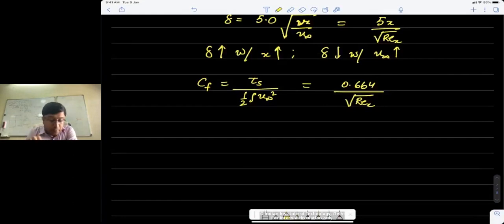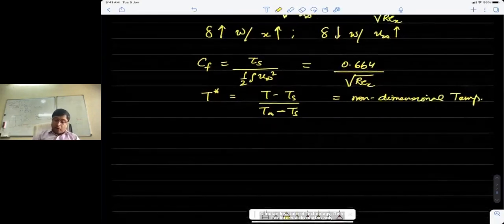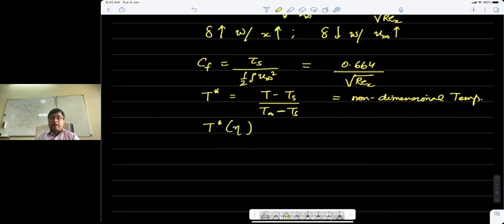Similar to the momentum equation, once the velocity profile has been obtained, the temperature profile can also be obtained by non-dimensionalizing temperature. So we can write T star using the same convention that we followed in the last lecture. This is the non-dimensional temperature. Even though temperature should be a function of both x and y, we try to write T star as a function of eta, the similarity variable, only.